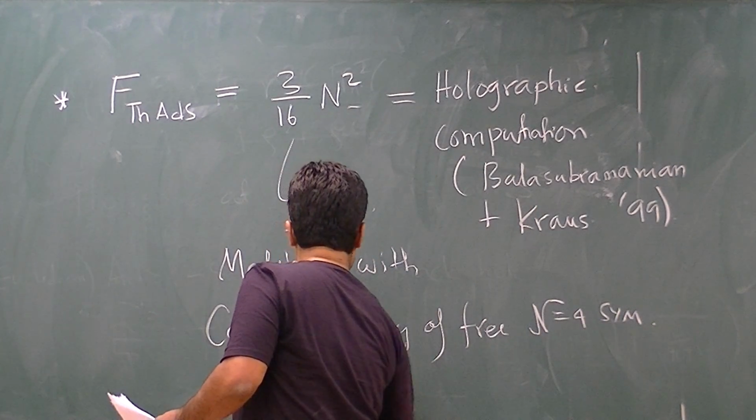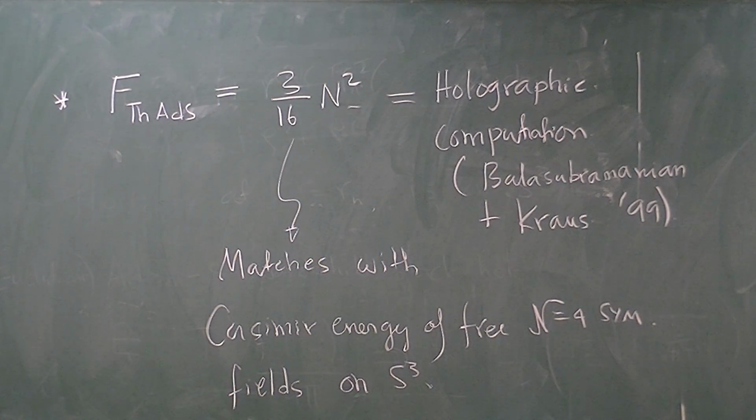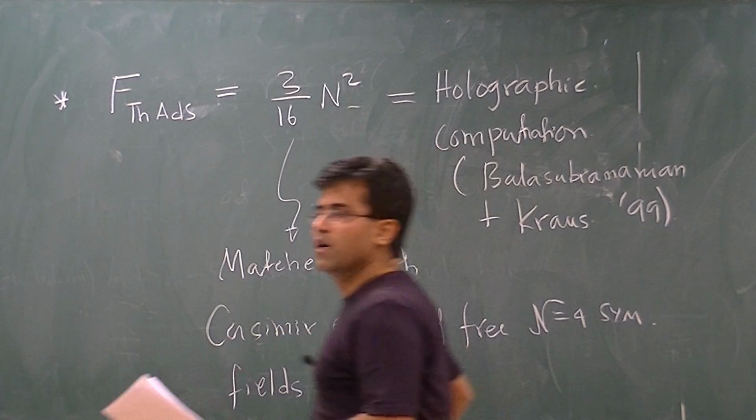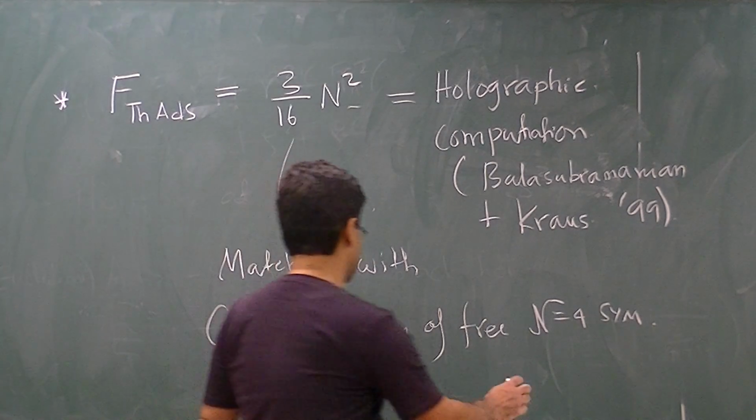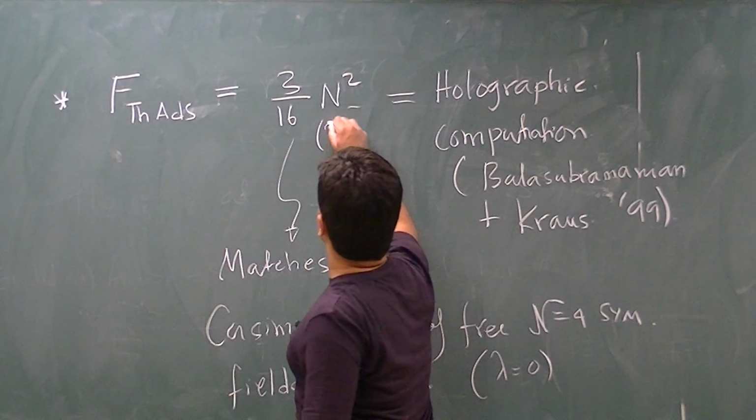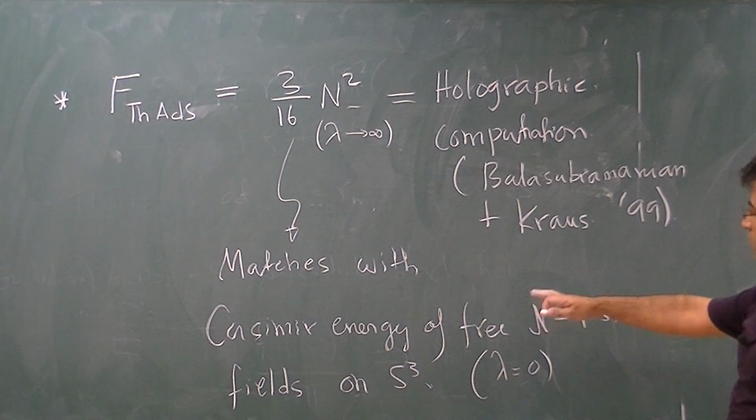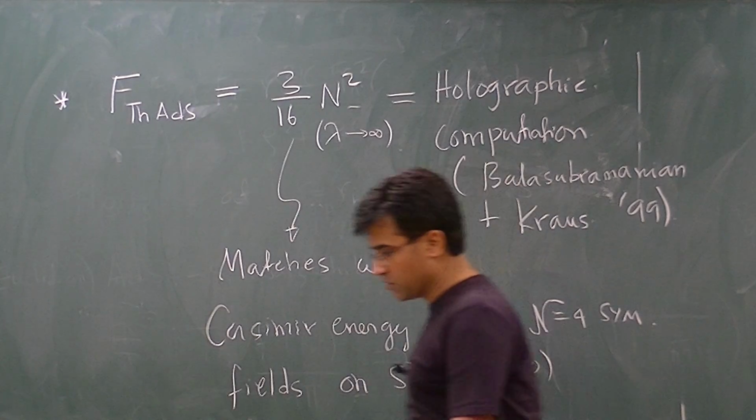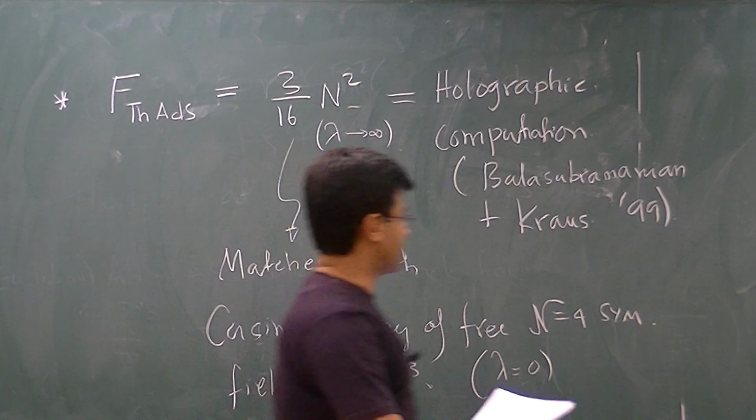on S3. If you do this calculation and you just calculate the free energy for the free fields in the lambda equals 0 theory, so this is lambda equals 0, and this is of course lambda tending to infinity, this 3/16 is exactly the number that you will get once you calculate these things by zeta function regularization.